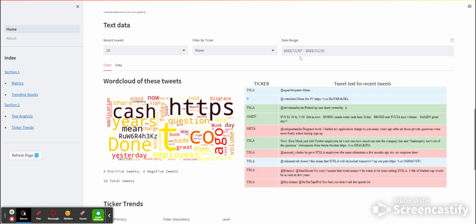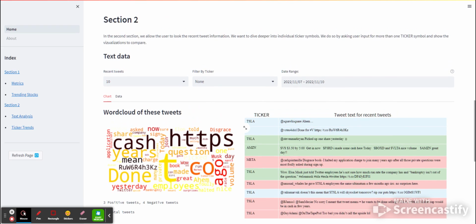So here we are only getting the recent tweets in this range, and you can see the difference in the word clouds. We can see the different highlighted words. For example, in a particular date range, Twitter can be highlighted. Here, cash is highlighted, and people have used the word employees a lot, maybe because Twitter let go of so many employees. As you can see, Tesla employees the same ultimate in a few years ago. So this is a negative tweet, and that's why we are seeing the word employees here.